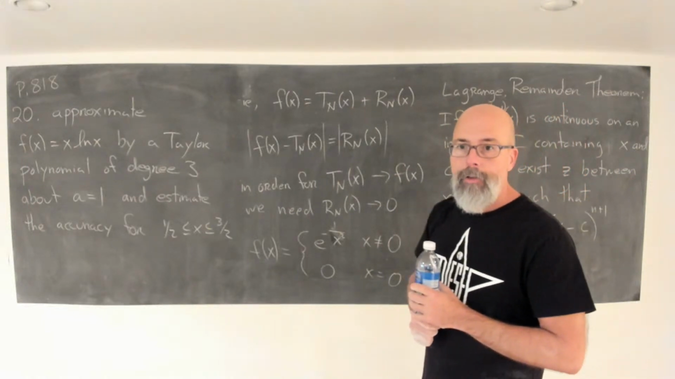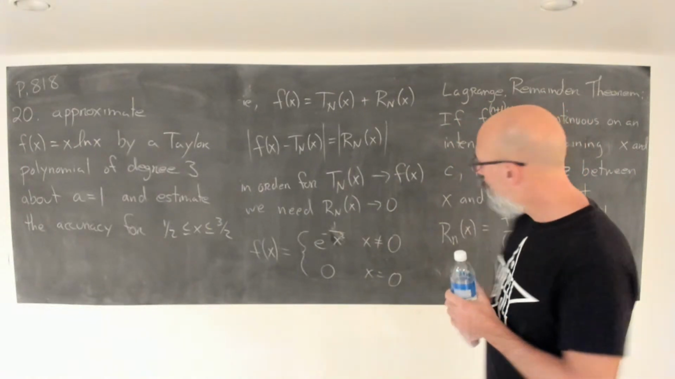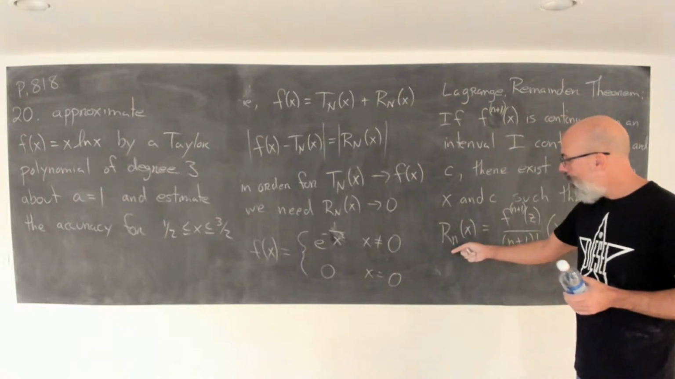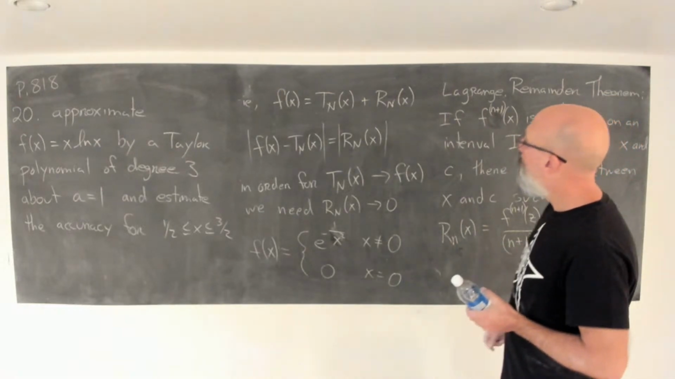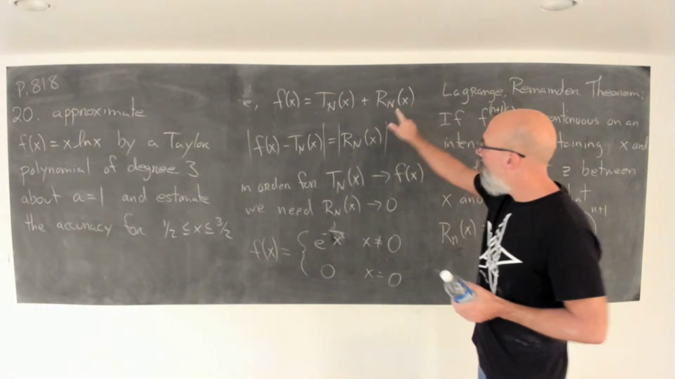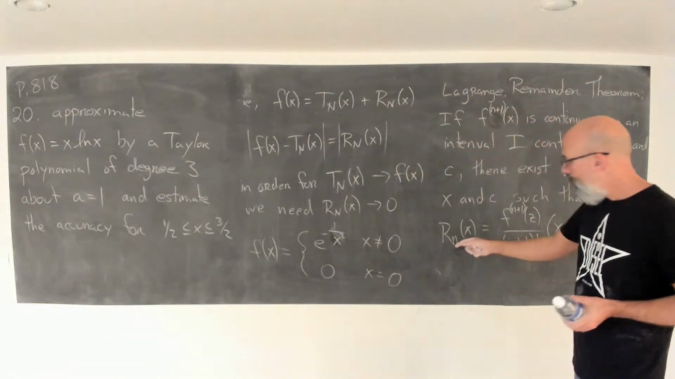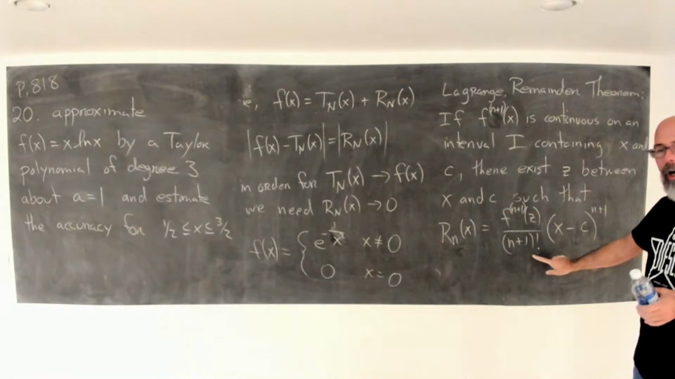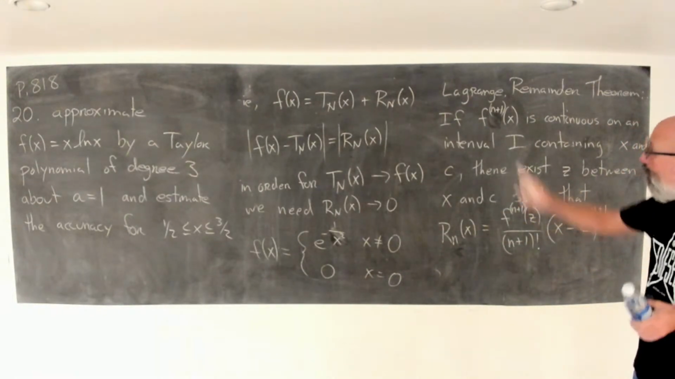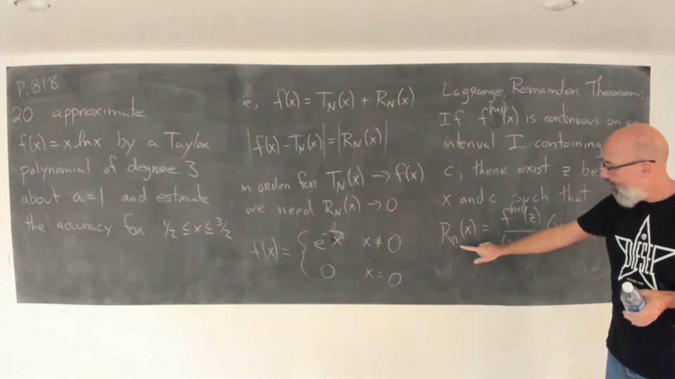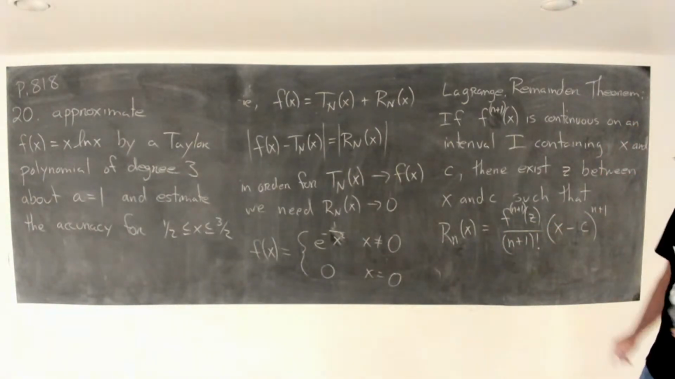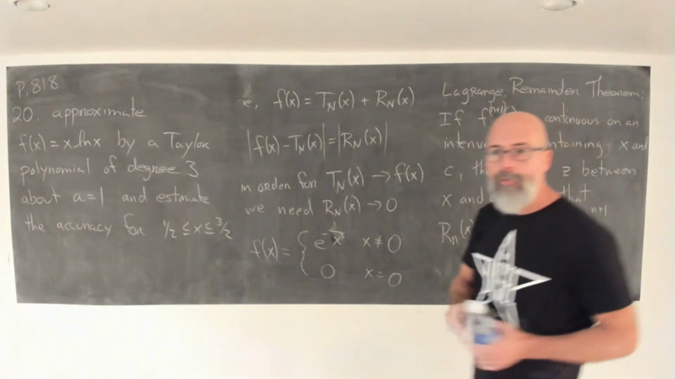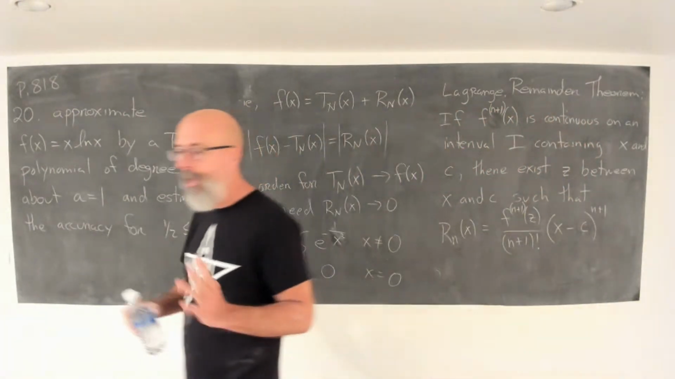Is R n the limit or just the function? R n is the remainder. So R n is this infinite sum from n plus 1 to infinity, but this is the Lagrange form of the remainder. The Lagrange remainder theorem is telling you that this is equal to that for some value of z. That is unknown.